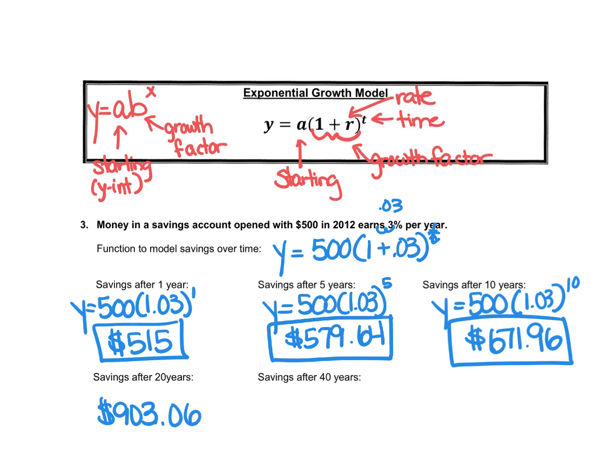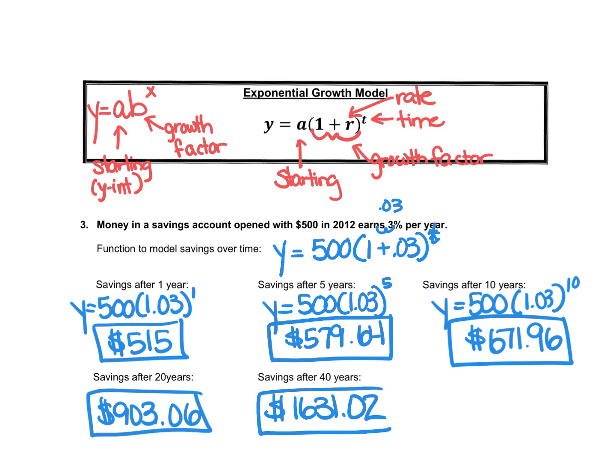And then after 40 years, you would have $1,631.02. So this is after leaving your money in and collecting this interest of just 3%. You have over tripled your money at $1,631 after a total of 40 years. So in this lesson, we looked at how to apply the exponential growth model.